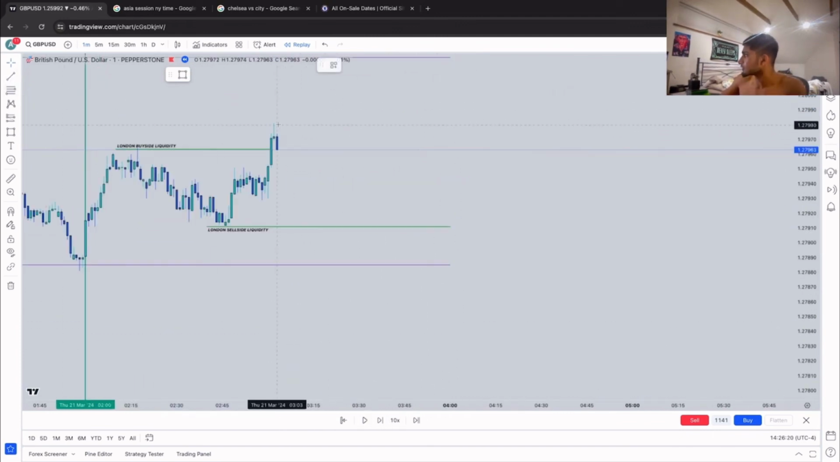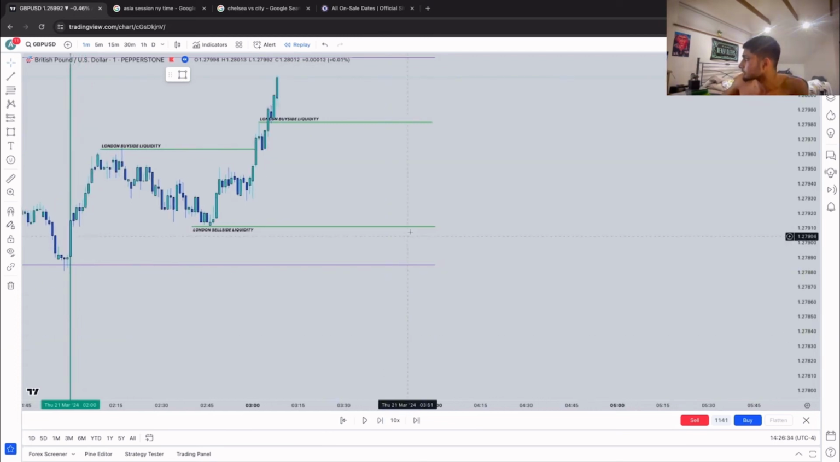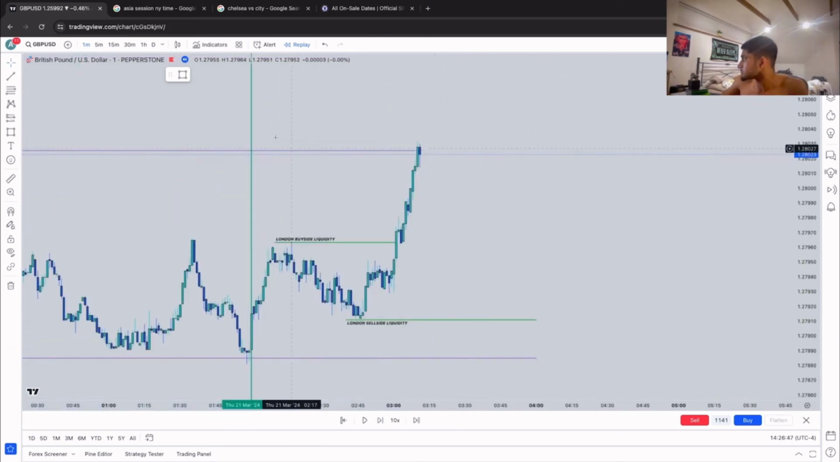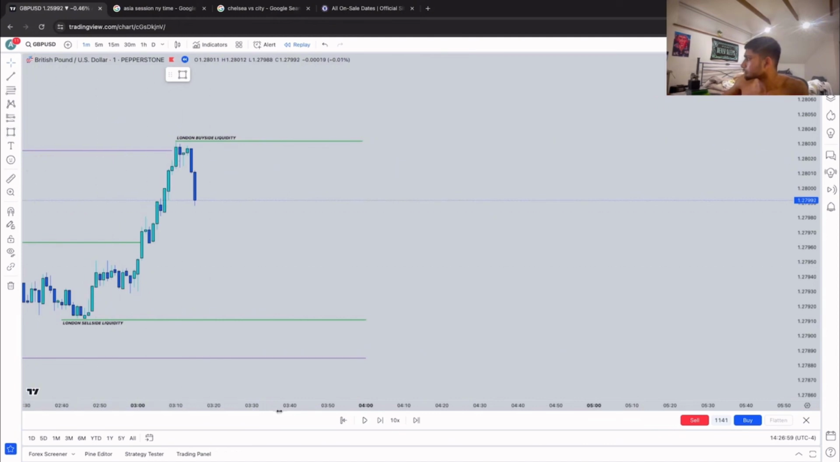We formed this high. Now we need to see our fair value gap forming. Taking it out yet again. The Asia high has now been taken out, and now this becomes our next level of buy side liquidity. And now we're coming back down again. We want to look for that fair value gap.